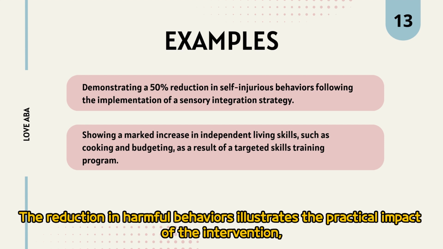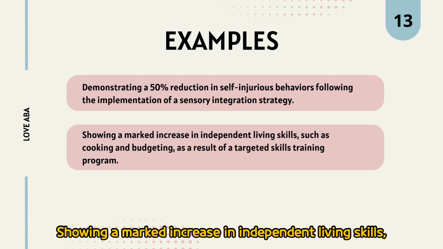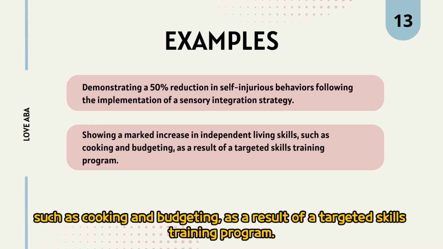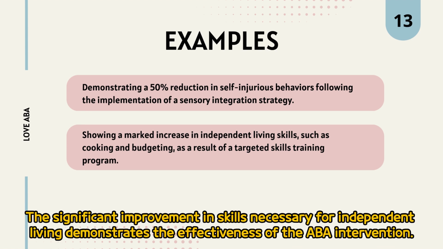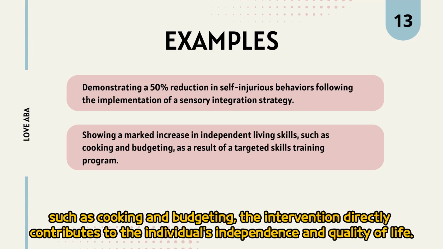The reduction in harmful behaviors illustrates the practical impact of the intervention, aligning with the goal of producing meaningful outcomes through ABA techniques, showing a marked increase in independent living skills, such as cooking and budgeting, as a result of a targeted skills training program. The significant improvement in skills necessary for independent living demonstrates the effectiveness of the ABA intervention by enhancing abilities that are crucial for day-to-day functioning, such as cooking and budgeting.